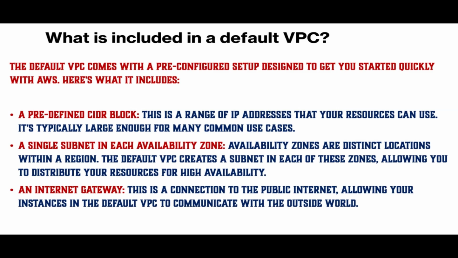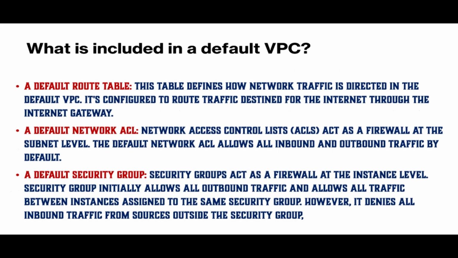A single subnet in each availability zone. Availability zones are distinct locations within a region. The default VPC creates a subnet in each of these zones, allowing you to distribute your resources for high availability. An internet gateway. This is a connection to the public internet, allowing your instances in the default VPC to communicate with the outside world. A default route table.